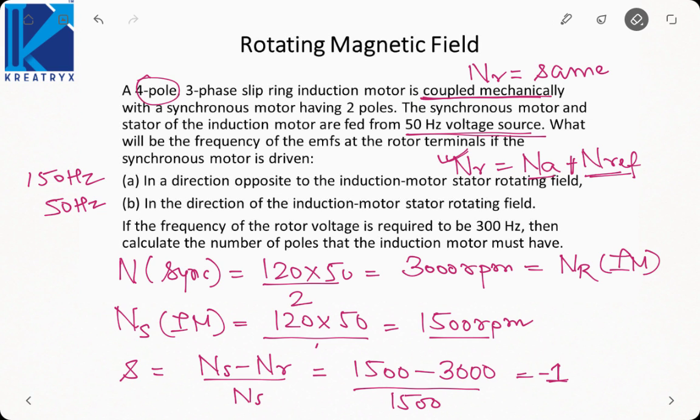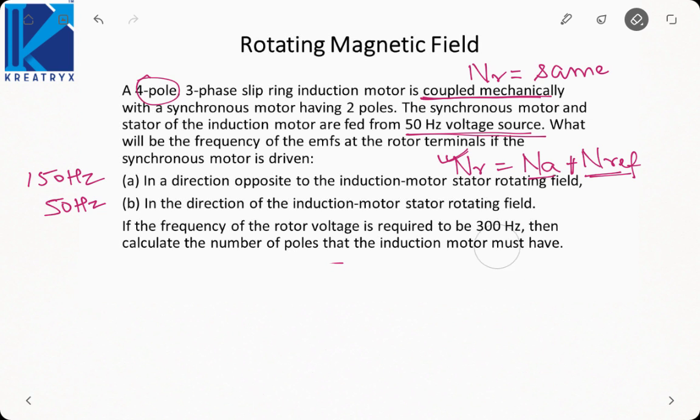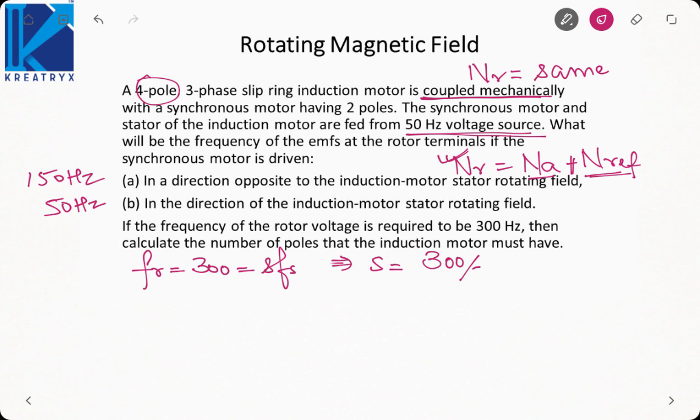Next question, it is asking, if frequency of rotor voltage is 300 Hertz. So Fr is 300, which is equal to S into Fs, which implies the slip shall be 300 by 50, that is 6. If slip is 6, it should only come by (Ns plus Nr) by Ns.